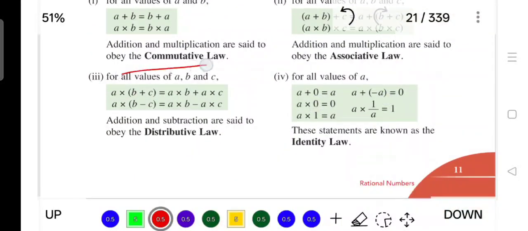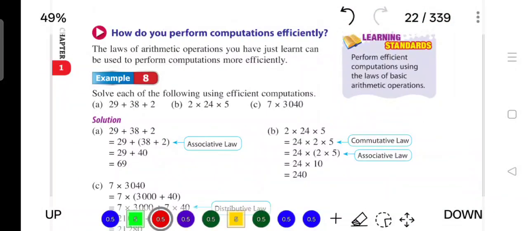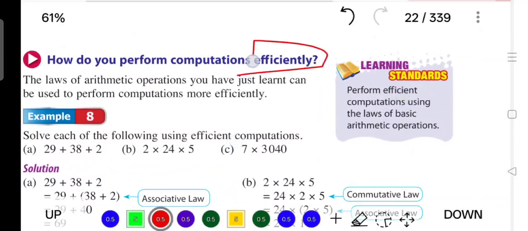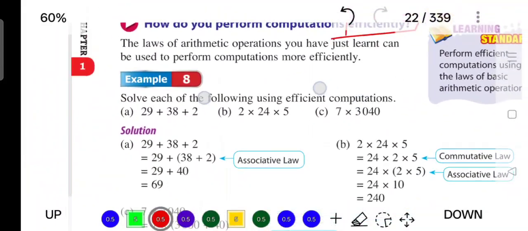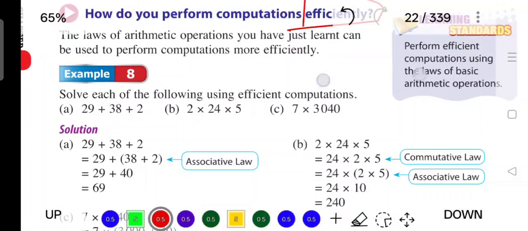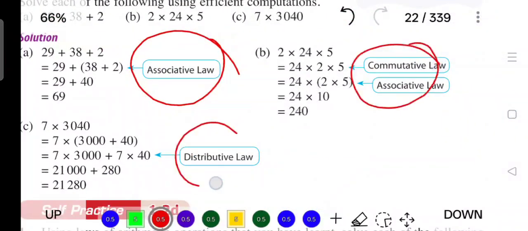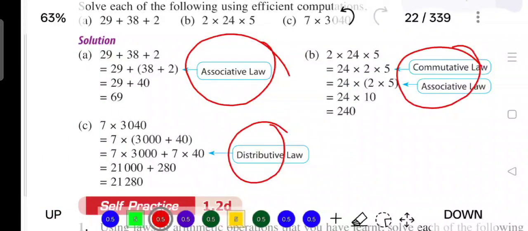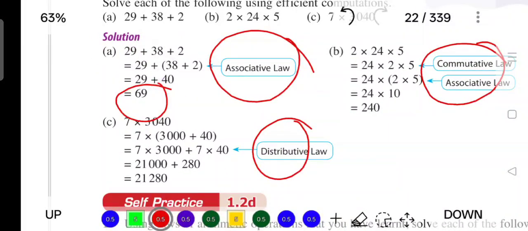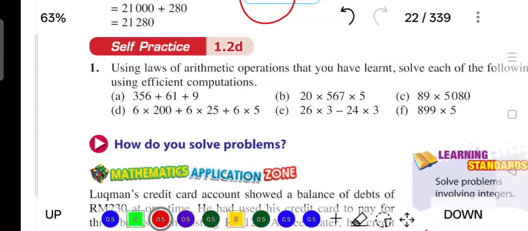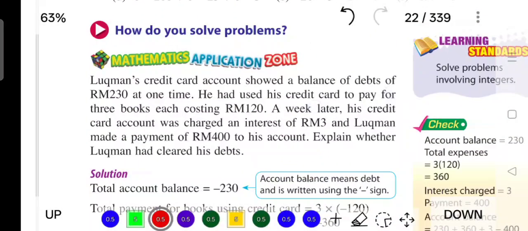All right, commutative law, associative law, distributive law, identity law, you guys have learned before. Whenever you see this word efficiently, what I found out is many students fail to show the law in your calculation. Whenever you see the word efficiently, you must have any law shown in your steps. Understand? If there's no law, that means you're not going to do it correctly. Even though you have the right answer at the end, if you don't show this law, you'll lose some marks there.